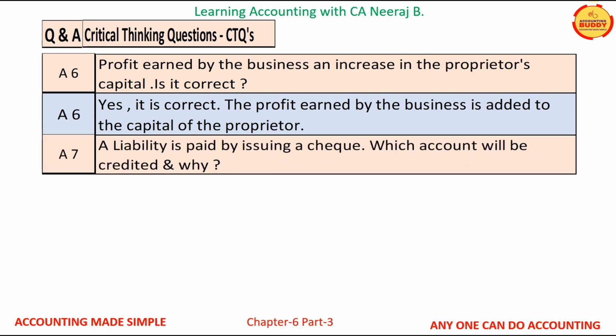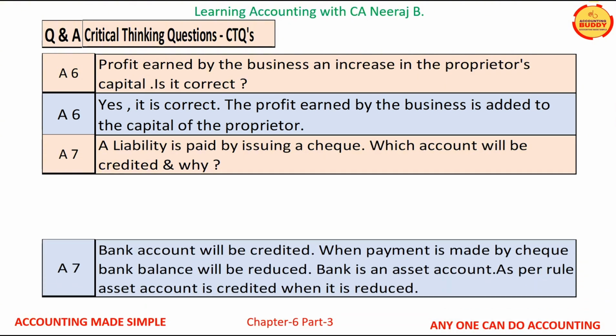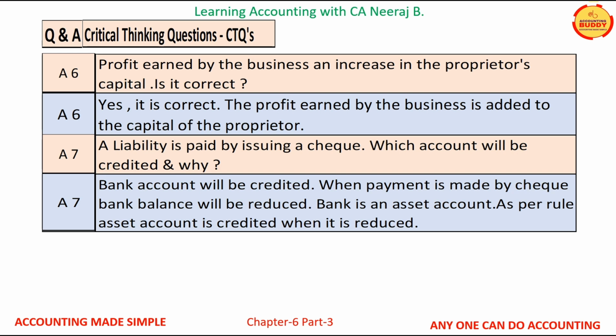Question number 7. A liability is paid by issuing a check. Which account will be credited and why? The answer is bank account will be credited. When payment is made by check, the bank balance will be reduced. Bank is an asset account and as per the rule, an asset account is credited when it is reduced.